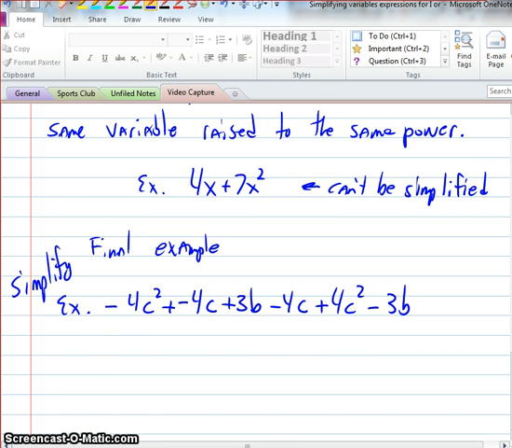One thing you might notice right up front is that negative 4c squared and positive 4c squared add up to 0. So we can effectively cancel those terms. We can do the same with positive 3b and negative 3b. And then you might be tempted to do negative 4c and negative 4c, but really, don't those combine to be negative 8c? And that's your answer.